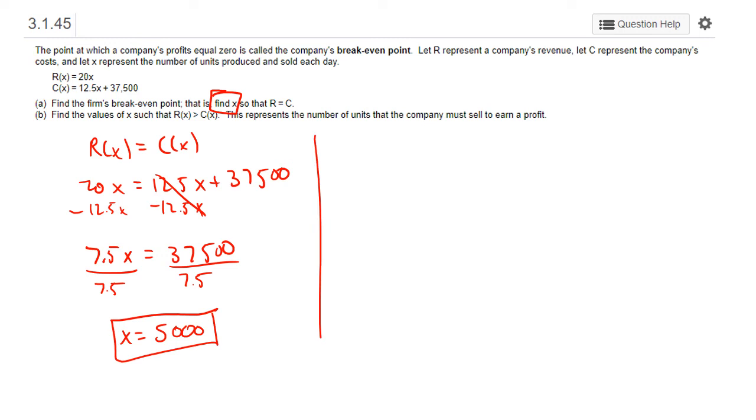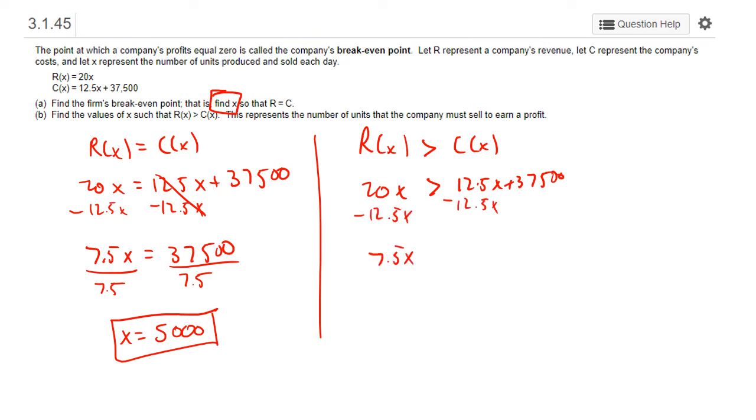Part B is very similar. We are asked to find where revenue is going to be bigger than cost. How many units do I have to sell in order to make money, in order to take in more revenue than I spent as a cost? Very little changes here. The revenue is still 20x, the cost is still 12.5x plus 37,500. If I subtract 12.5x from both sides, I have 7.5x needs to be bigger than 37,500.